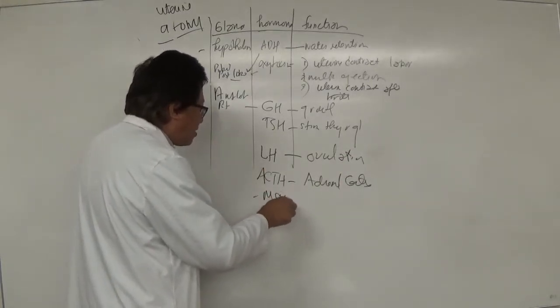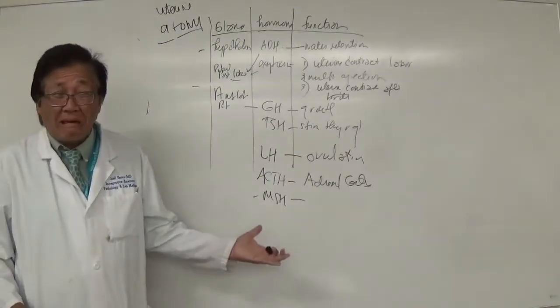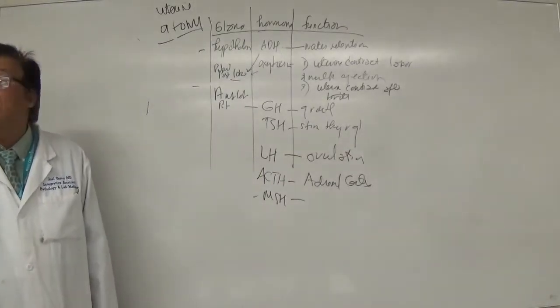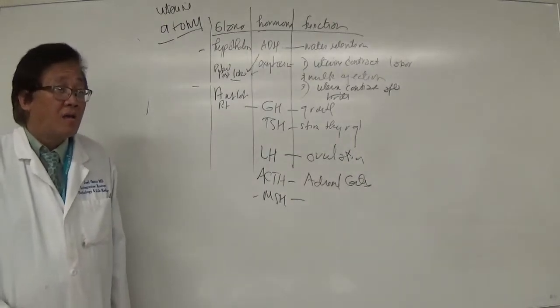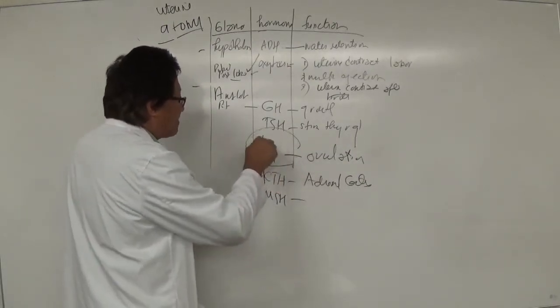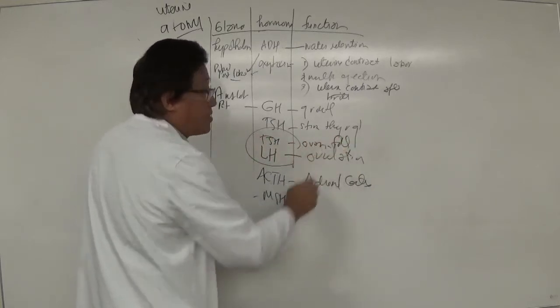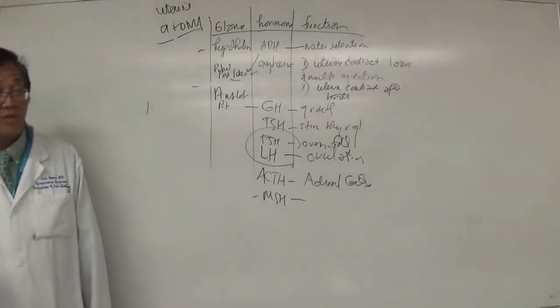MSH, melanocyte inhibiting hormone. I don't really care about this hormone because it's only about the skin. FSH. Okay, what else? FSH. Follicle stimulating. So would you like to group this with this, right? FSH stimulates what? The ovarian follicles, where the egg is going to be what? Produced and matured and everything.